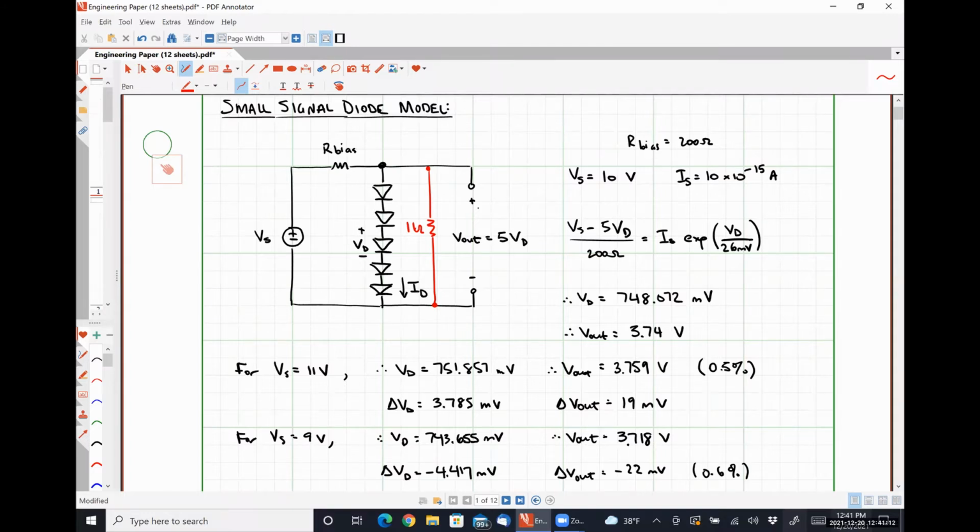Anybody got any thoughts? It's obviously no longer going to be just this because there's another resistor in, right? Race. What do we do to fix this equation? Sure. So this is the current flowing in. That bit doesn't change at all, right? But our current flowing out of the node is now going to be the diode current plus V out over 1 kilo ohm, or 5 VD over 1 kilo ohm, right?